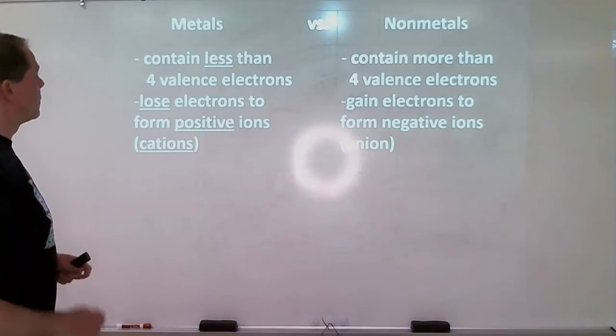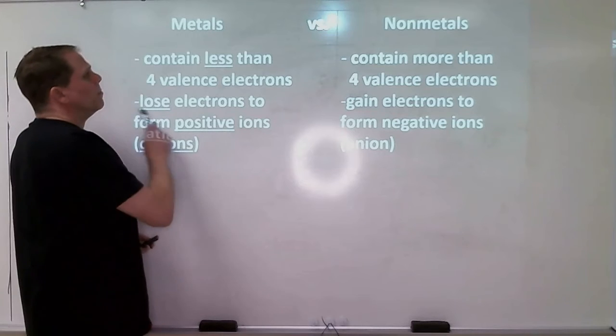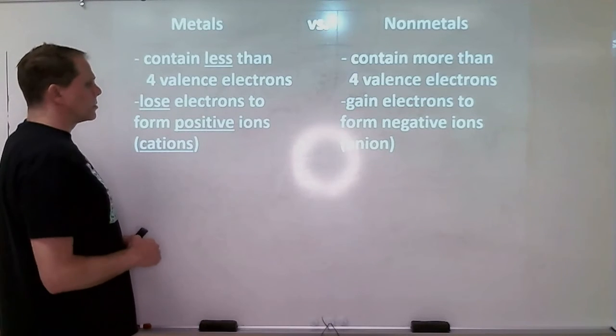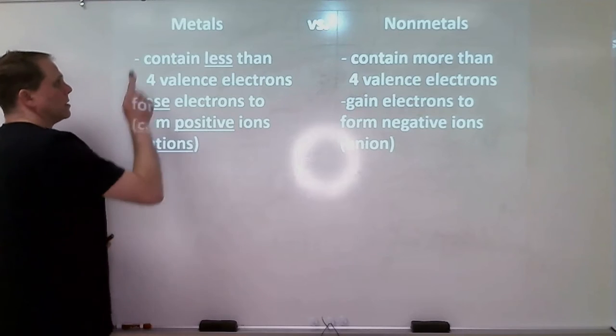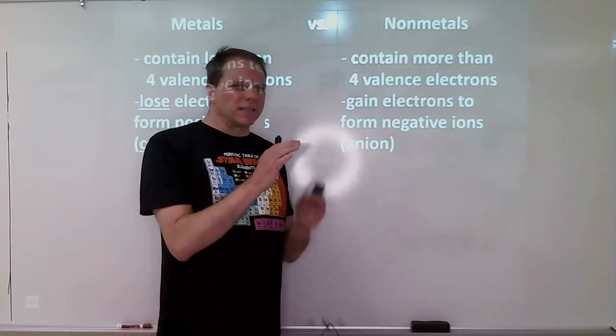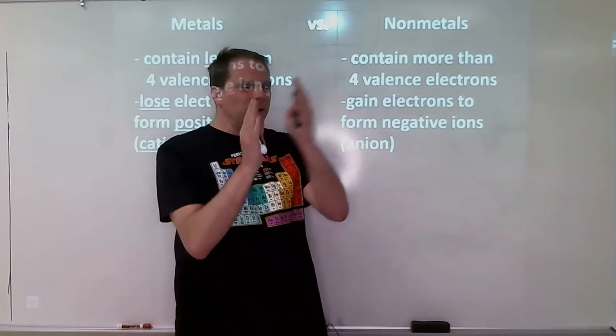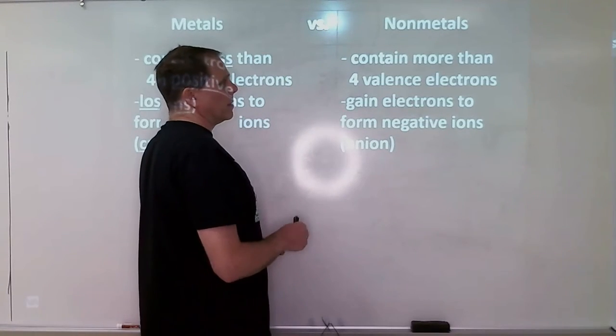All right, last little bit and finish up here. Metals versus nonmetals. Again, just a little reminder, review. Metals are going to contain less than 4 valence electrons. They're going to lose electrons and form positive ions, the cations. Metals are forming cations. And again, we're talking about 4 because it's kind of right in the middle. Carbon, they could kind of go either way. That carbon group, that group 14, they could go either way.